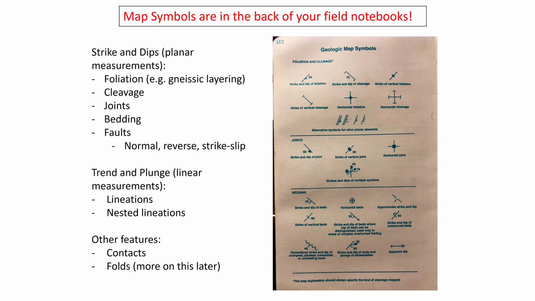Map symbols are conveniently located in the back of your field notebooks. These include strike and dip measurements for planar features, such as foliation, or ice-coring, which is a common application of this symbol, cleavage, joints, bedding, and faults. For trend and plunge measurements for linear features, these include lineations and nested lineations as well. Other features include contacts between rock units and folds.